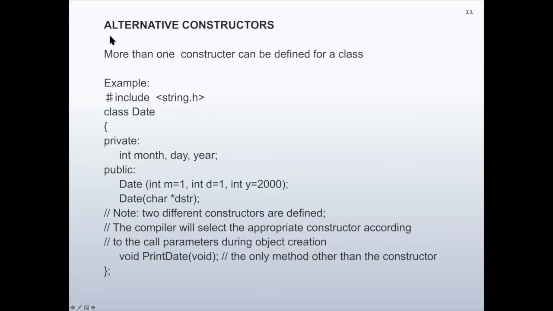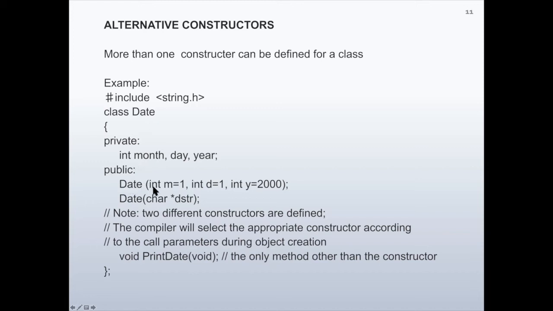Now we are going to cover the topic alternative constructors. More than one constructor can be defined for a class. For example, consider the date class. In the private part, we have integers month, day, and year. In the public part, we have two different constructors. Notice that both have the same name because they are constructors and their name is the same as the name of the class. It is date.